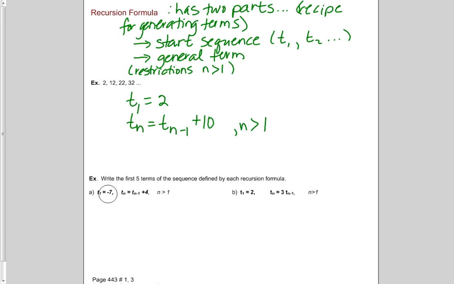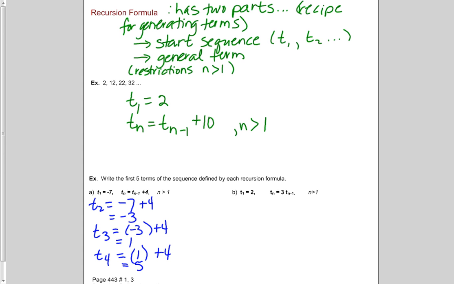So maybe I won't write it as a list quite yet. Term 1 is minus 7. Term 2 is minus 7, add 4, which is negative 3. My third term is, look at the term before, which is term 2, and add 4. I'll get 1. Fourth term is look at the term before, which has a value of 1, and add 4. Term 5, this will be our last one, is look at the term before and add 4.